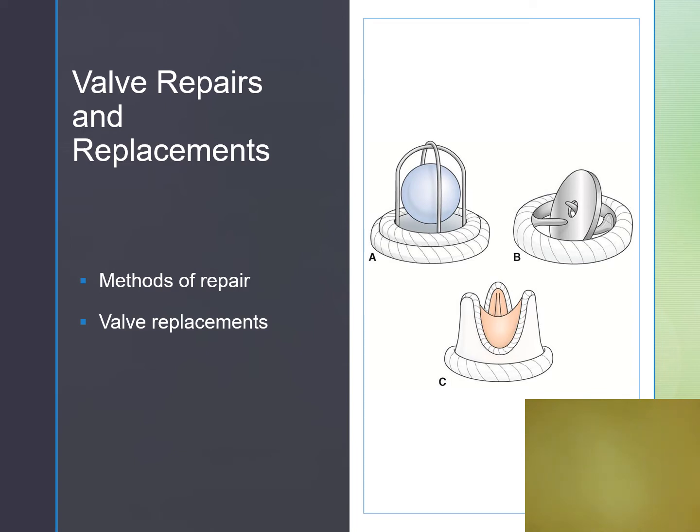So, valve repairs and replacements. Methods of repair include the commissurotomy, which is opening an adhesion in the valve cusp, and that involves a thoracotomy. A balloon valvuloplasty is a balloon catheter that will help stretch that stenosed valve. A cardiopulmonary bypass. A valvuloplasty, which is actually just repairing the valve itself, and an annuloplasty, which is a repair of the fibrous ring that encircles the valve.